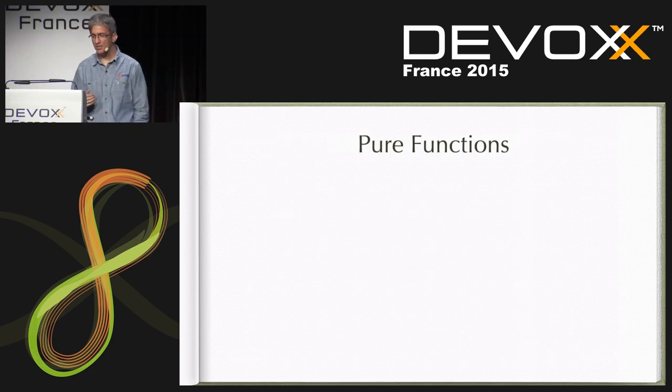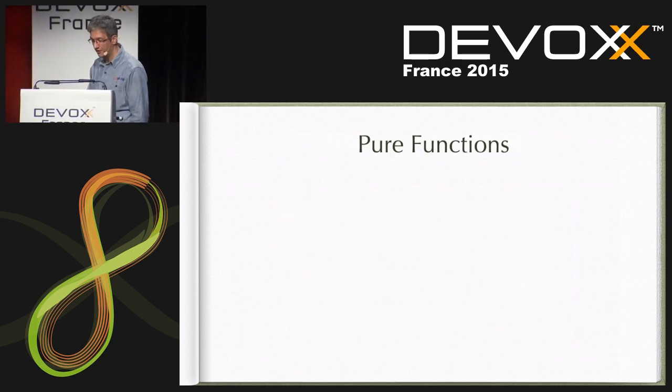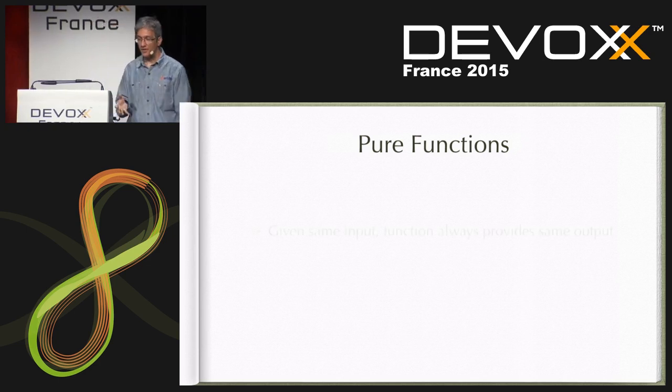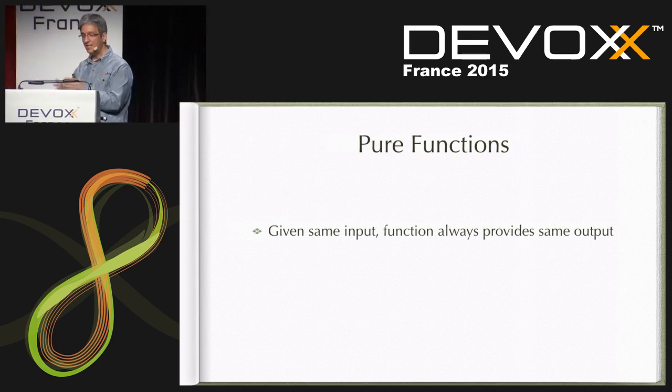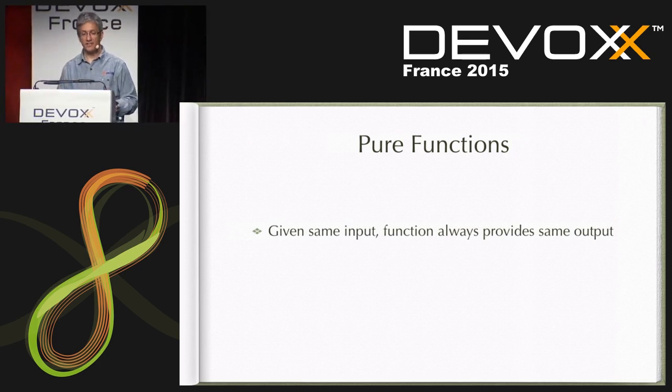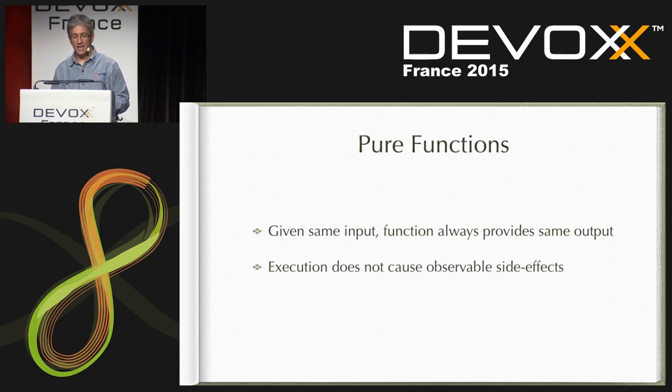Now, one thing that you'll always encounter when we're talking about functional languages is this concept of pure functions. So what is a pure function? A pure function is basically, given the same input, the function always provides the same output. And it doesn't really have any side effects. So all it basically is, is kind of like a lookup table.